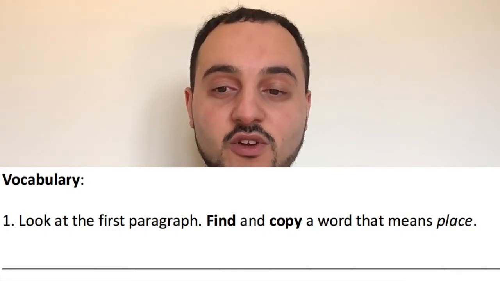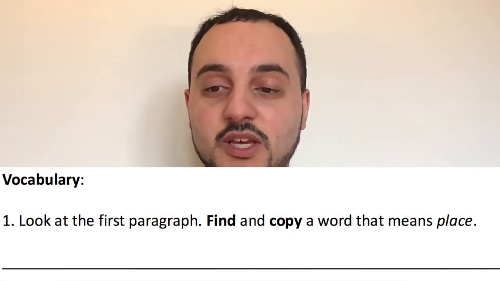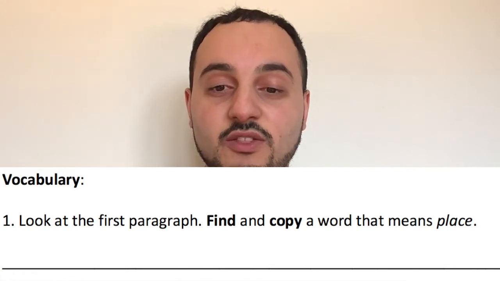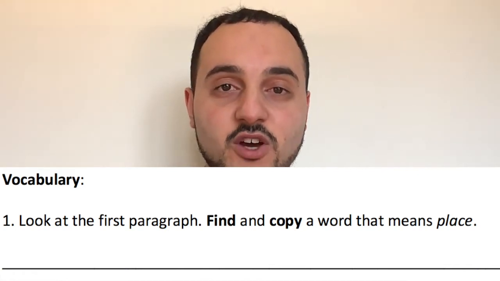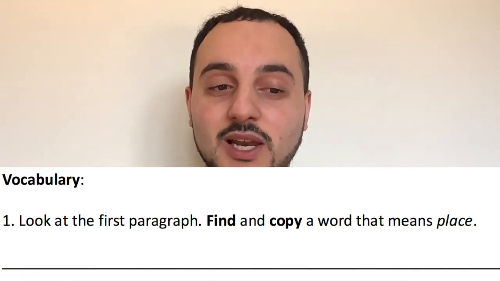So there we go. Now we're going to read through the questions and see how we can achieve full marks for each one. So here we go, starting off with the vocabulary section. Question 1. Look at the first paragraph. Find and copy a word that means place.